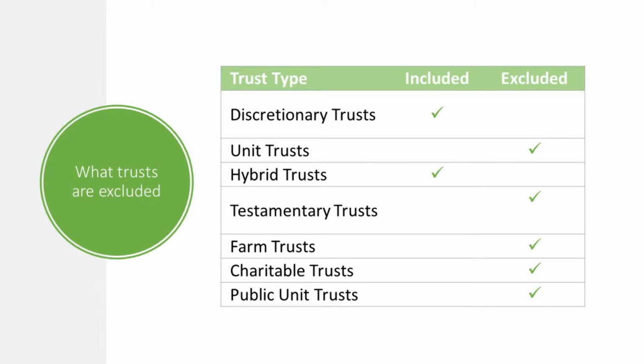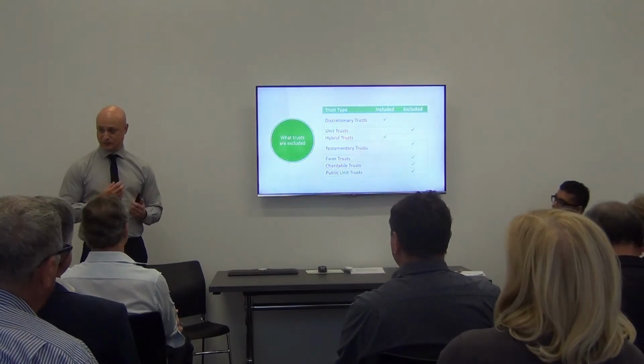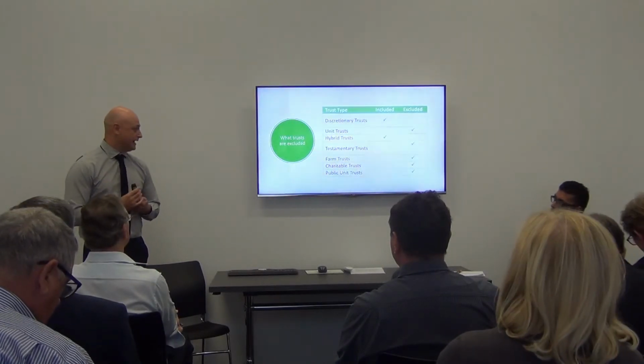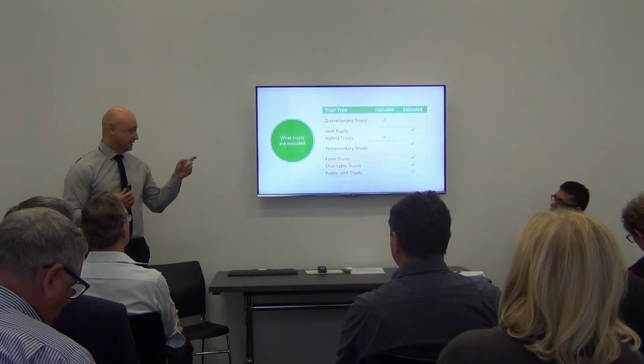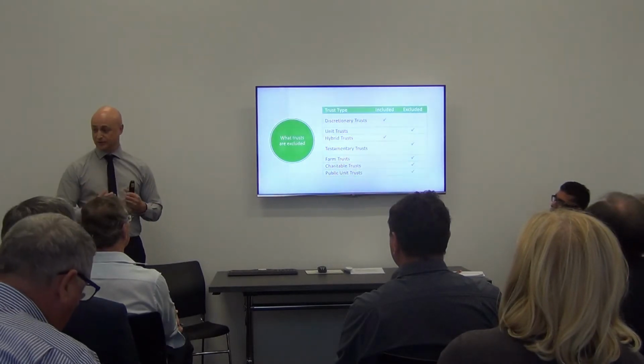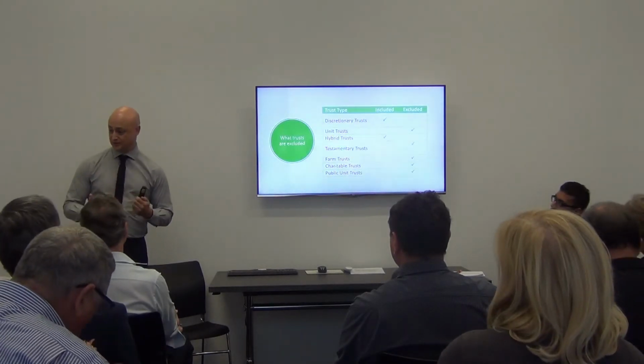And there's also the ability for the trustees of that trust to distribute at a discretionary rate. So that's what we call a hybrid trust, because it's a cross between a fixed and discretionary trust. A testamentary trust is excluded from these rules. A testamentary trust is what happens on death.